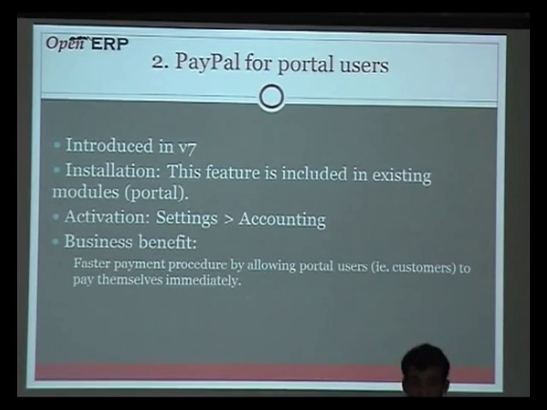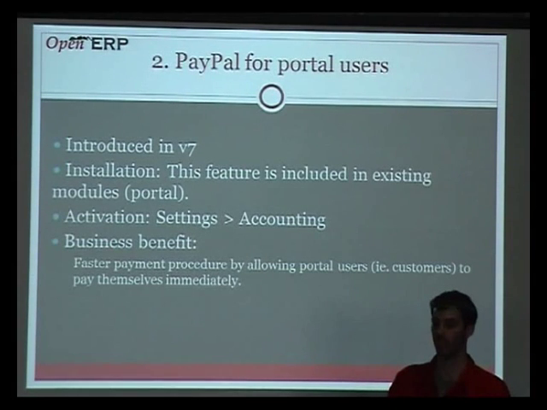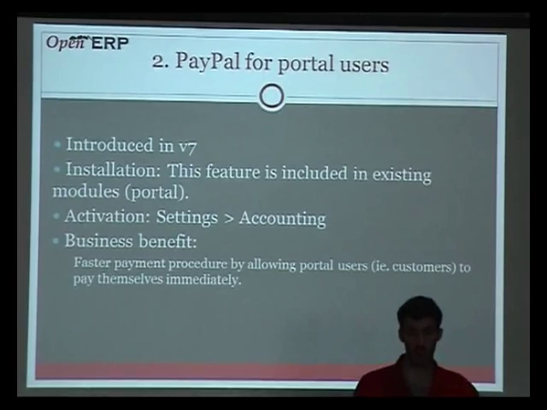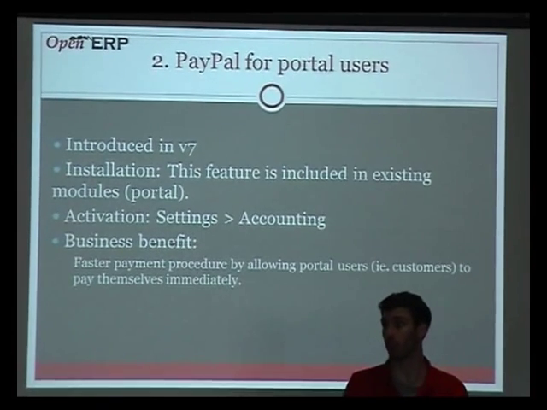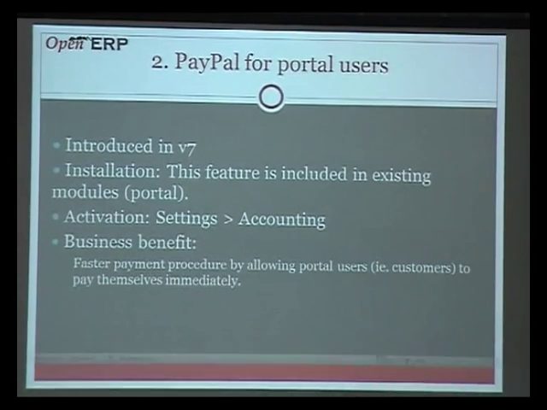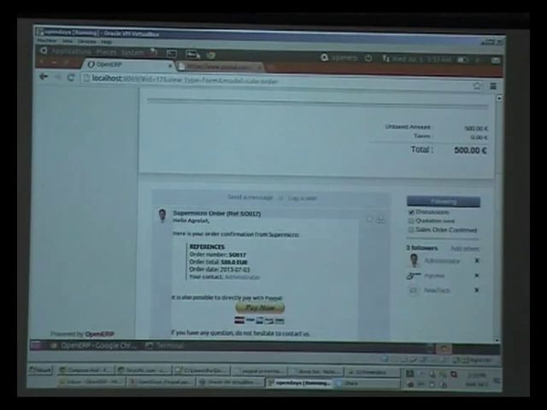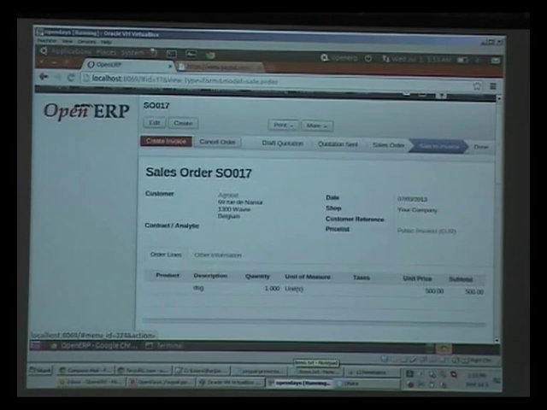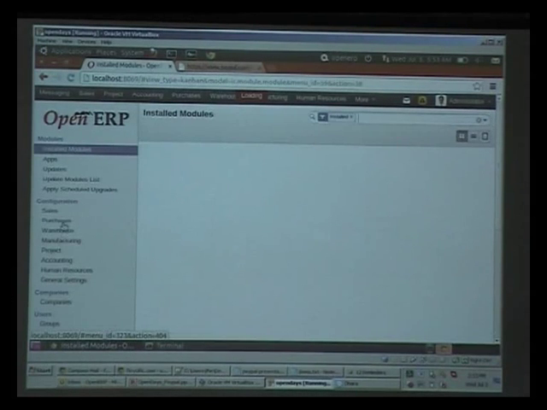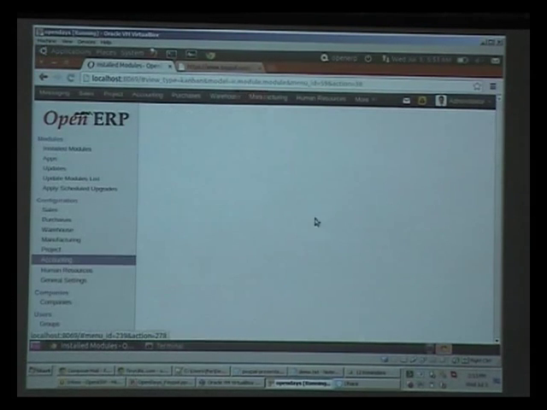it's also possible to activate the payment of portal users to be used straight within the interface of OpenERP. And to do that, you need to install the portal. It's part of the standard portal module. And the way you activate it is, again, in the settings accounting. You have a checkbox that allows you, in settings accounting, to specify this.